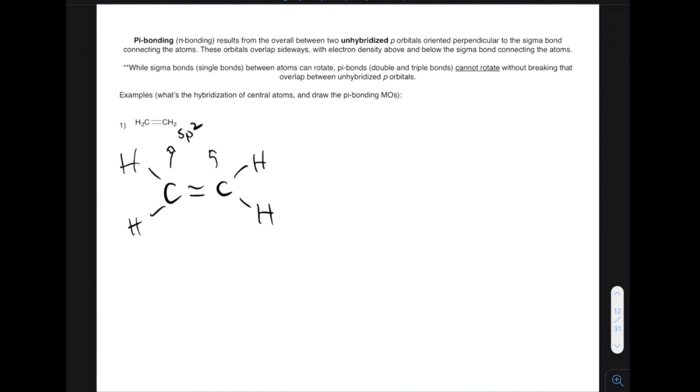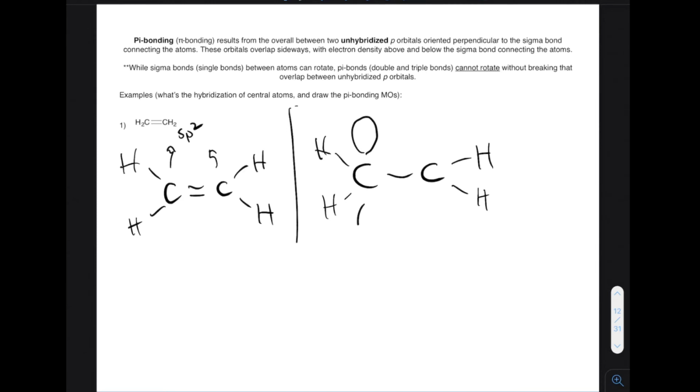So what does that pi bond look like visually? Let's take a look. Like the previous example I showed you, we have that sigma bond here in the middle. And the pi bond is going to be over and under that carbon.